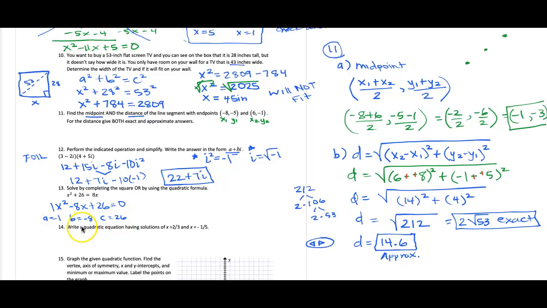So a is 1, b is negative 8, and c is 26. And so I'm going to just put those numbers into the quadratic formula, and the quadratic formula, you can write it here, is x equals negative b plus or minus square root of b squared minus 4ac all over 2a.